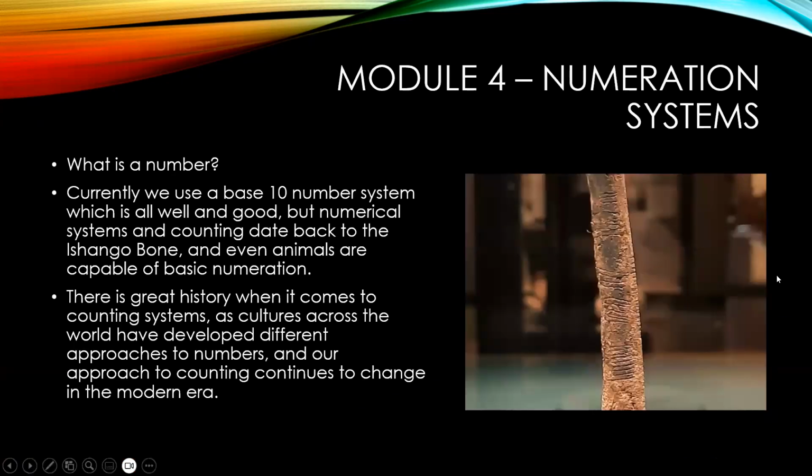And so, what is a number? Currently, we use a base 10 number system, which is all well and good, but numerical systems and counting date back to the Ishango bone, which is pictured there. And even animals are capable of basic numeration.